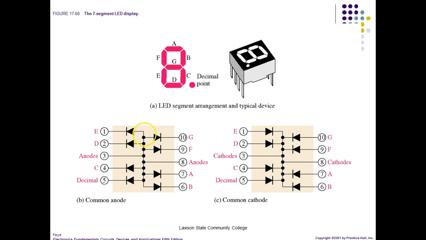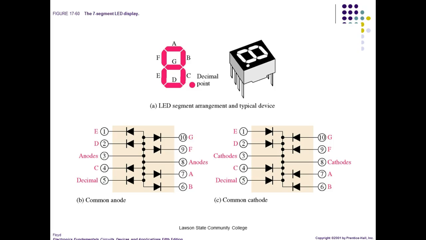So common anode, all the anodes are connected together. So we'll turn these things on with a lower voltage, right? You understand that. And then a common cathode, we would come up here and connect this to common, and then we would turn this on with power.